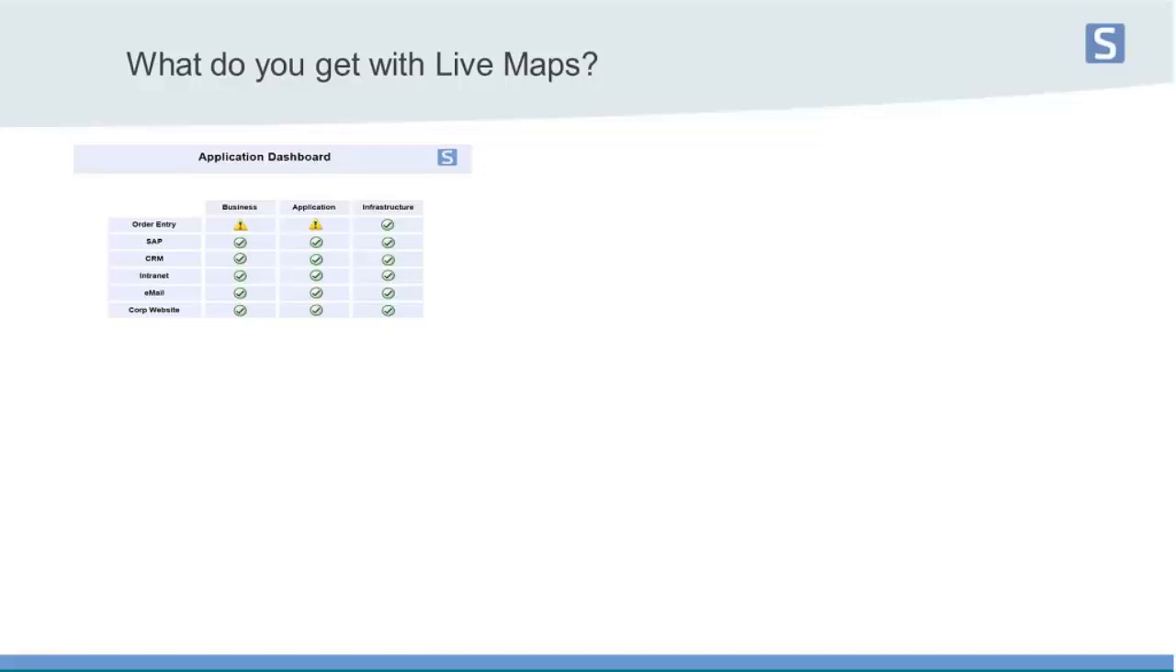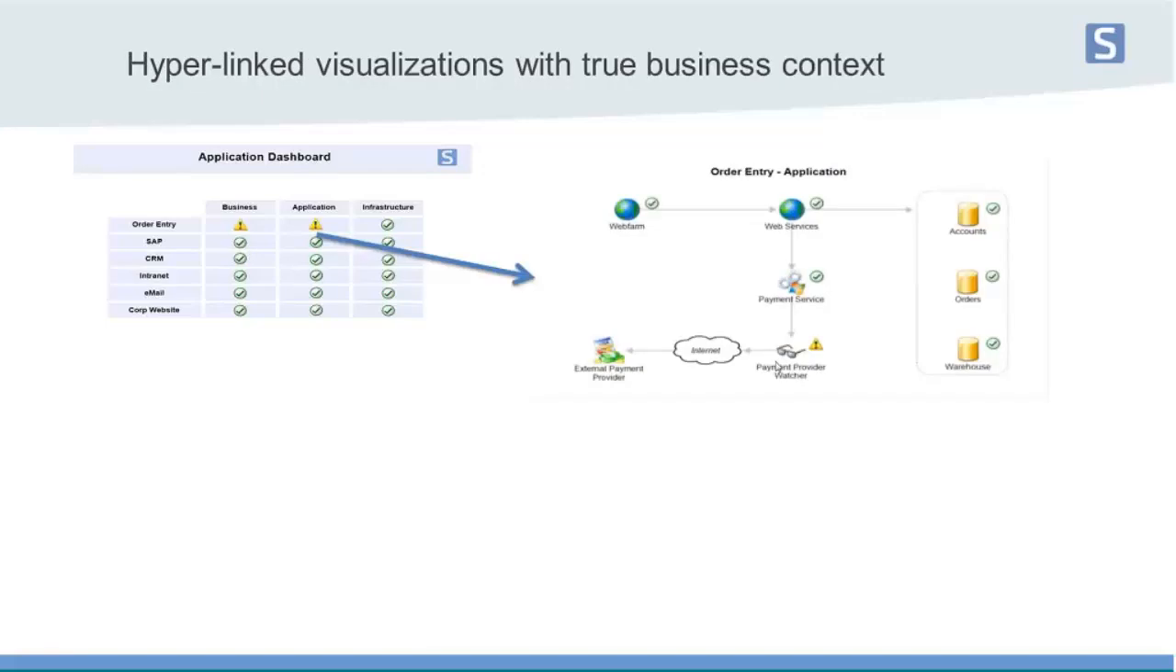I have a problem, one click takes me right into the application. And here we can see the problem is actually the payment provider watcher. I've outsourced my credit card processing to a third party, my external payment provider, and something's gone wrong there. Right away, one click from here to here, I know the root cause of the problem. I know who to call. I know how to get it fixed. So that's what we say, hyperlinked visualizations with true business context. I know what is costing me when those problems occur, and I know how to get them fixed.